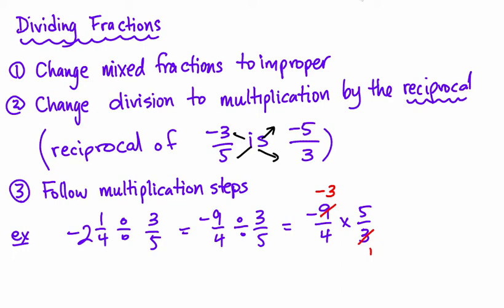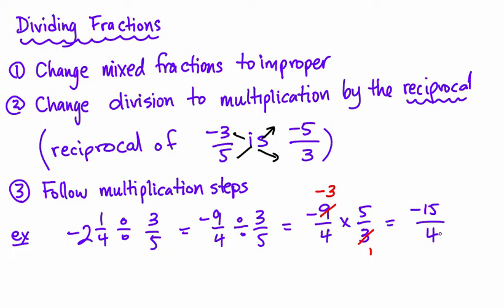And now I can go and multiply. -3 times +5 is -15. And 4 times 1 is 4. And this is fully reduced. And I don't have to change it to a mixed number. Just leave it as an improper fraction.